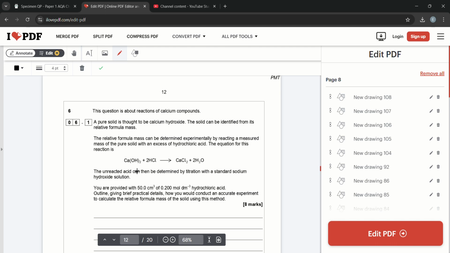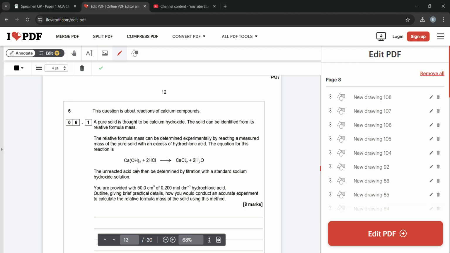Question 6, a question about reactions of calcium compounds. A pure solid is thought to be calcium hydroxide. The solid can be identified from its relative formula mass. The relative formula mass can be determined experimentally by reacting a measured mass of the pure solid with excess hydrochloric acid.